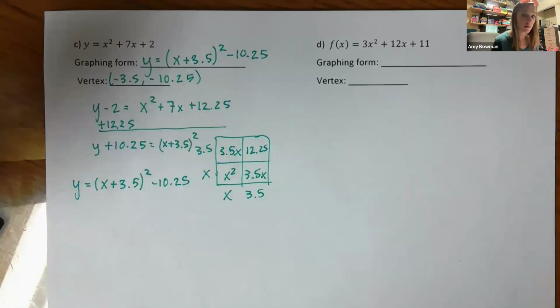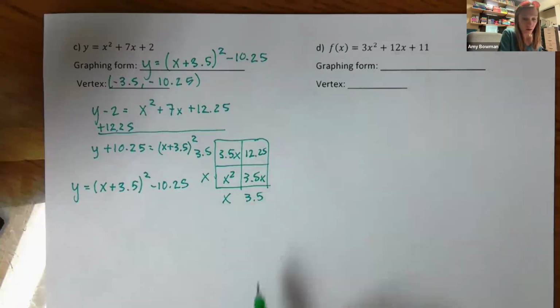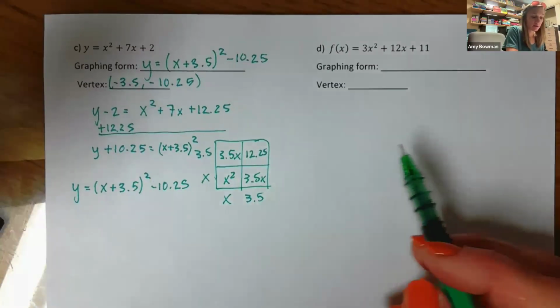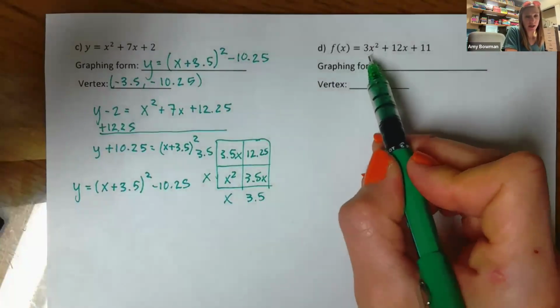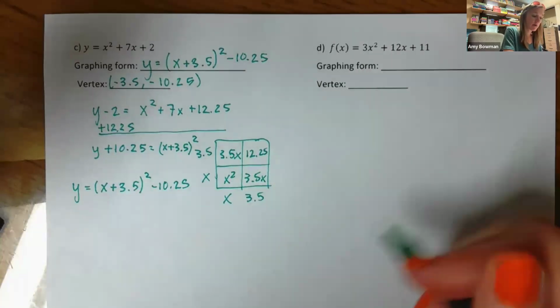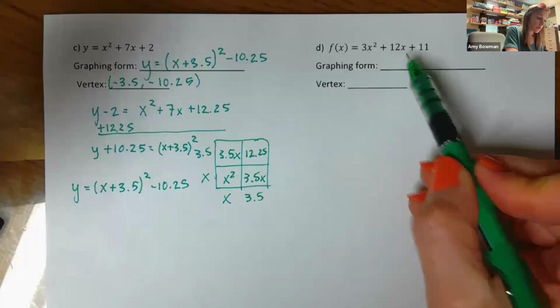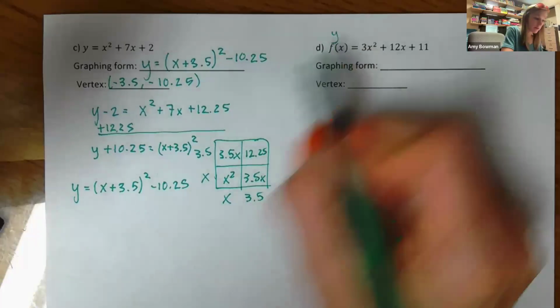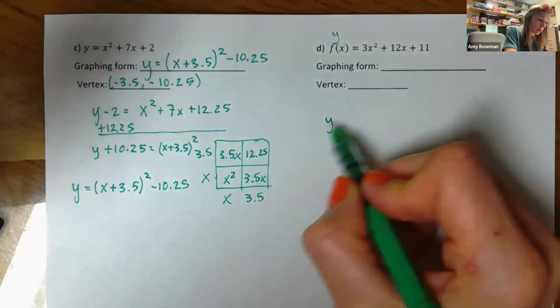Okay, this very last one, I'm hoping you at least tried it yourself for part D. This one is different. Hopefully you noticed that what makes this one a little extra challenging is we have this 3 in front of our x squared, so that's our a value. So let's start this the same way we would any other one. So the first thing I'm going to do is subtract this 11 over. Remember, f of x is just fancy function notation for y. So I'm just going to subtract the 11 first.